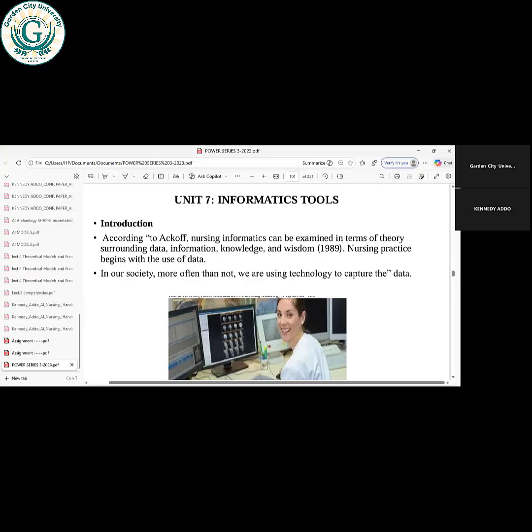Okay. So what are the tools that are used in informatics? If you're unable to tell me, meaning that you have been skipping lectures, right? Informatics tools. So you are not being direct or specific. So which of them are the two?